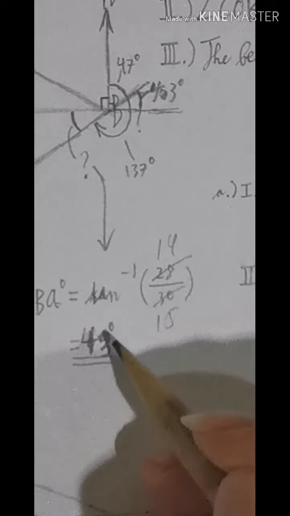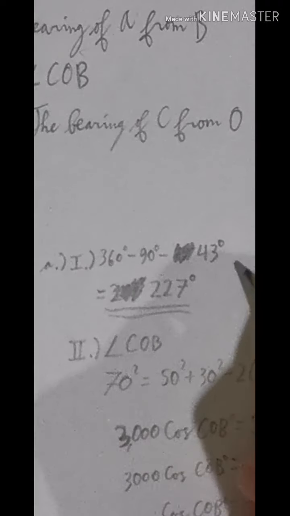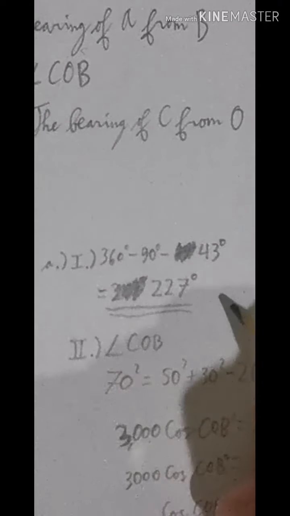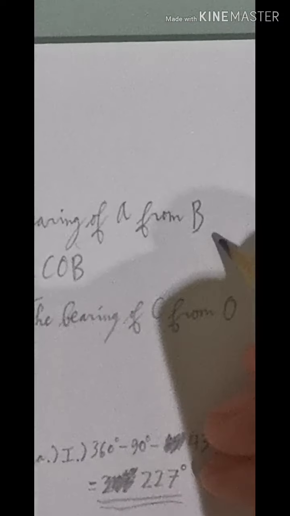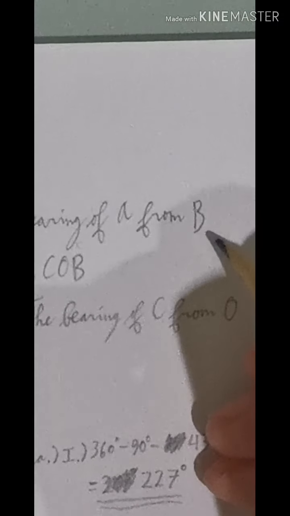So after getting 43 degrees, you can include in the previous equation I told you, 360 degrees minus 90 degrees minus 43 degrees, and you'll get 227 degrees. And that is the bearing of A from B. And on to the next question. The next question, which is AII, is asking for the angle COB.